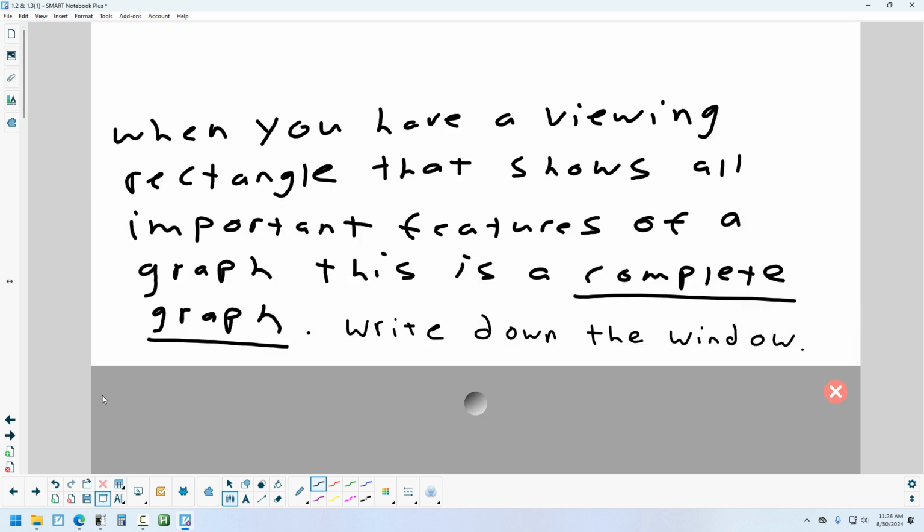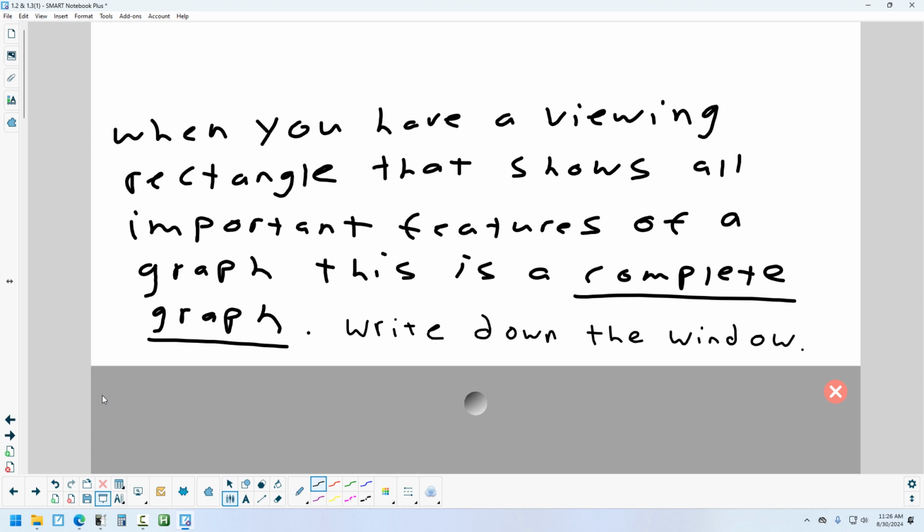So you're going to see in the homework, on a test too, directions that say find a window that basically shows a complete graph. A complete graph is a window that shows everything that's important. So for our last problem, I would say the most important thing was the intersection point. If the intersection point is off the screen, that's not a good window.